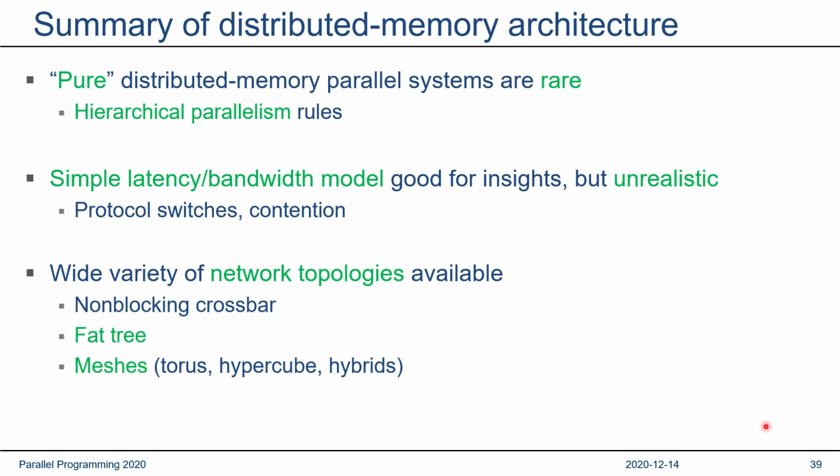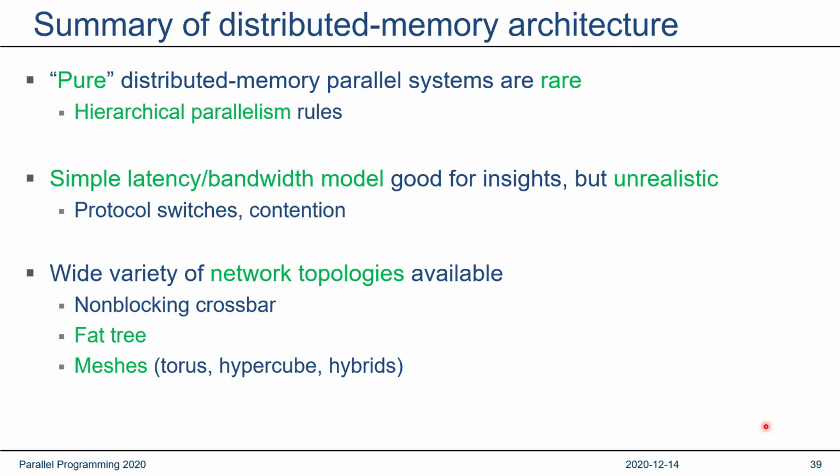So let me summarize some points of distributed memory architecture. The pure distributed memory parallel computer is a myth. It doesn't exist. Today we have hierarchical parallelism on all levels of the system architecture. The simple latency bandwidth model for communication is good for getting basic and qualitative insights, but actually unrealistic in practice. We have protocol switches and contention, which make the actual communication characteristics more complicated than just this latency bandwidth model. Finally, we have a large variety of network topologies at our disposal.